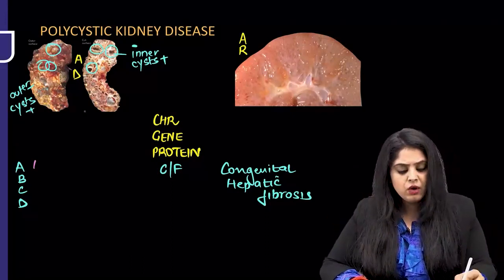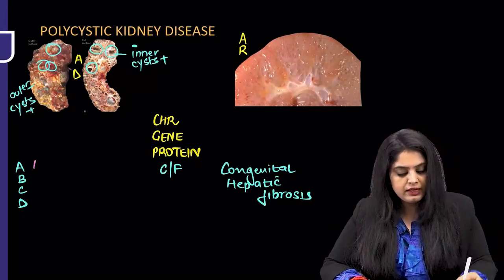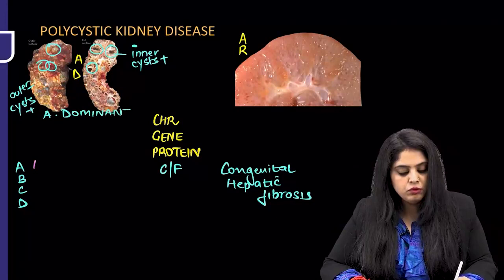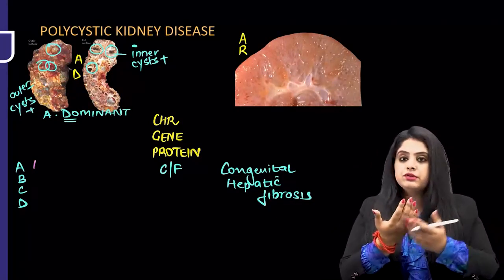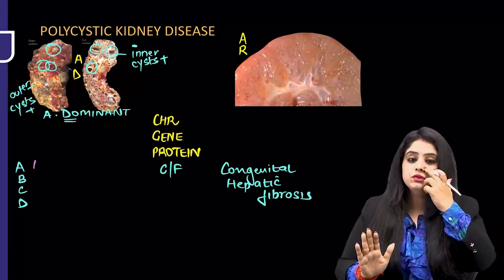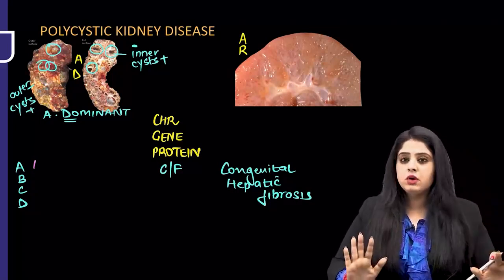How have I learnt it? Autosomal dominant. How do you write this? Autosomal dominant. Toh dominant matlab dono cyst. Outside also shows you cysts, inside also shows you cysts. So dono cyst is going to be autosomal dominant.